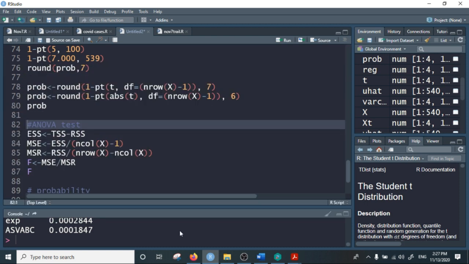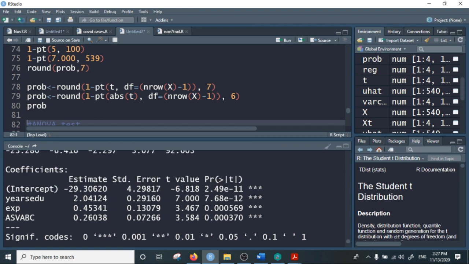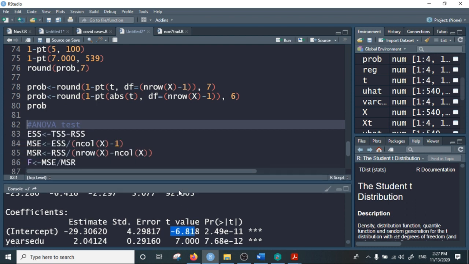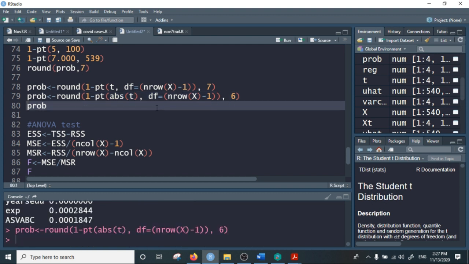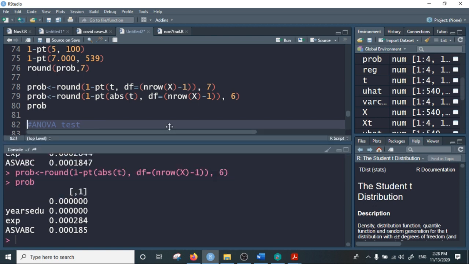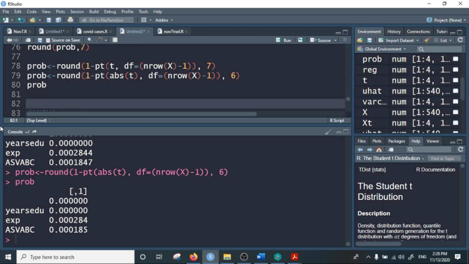This can be fixed by ignoring the minus sign with the first t ratio, and this can be done in R by using the absolute value function. In the next line of code, I have simply taken the absolute value of the t ratio, and other things are the same. I run this, and now the probabilities are here.